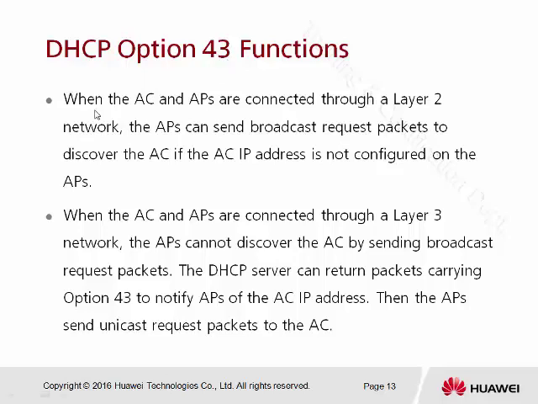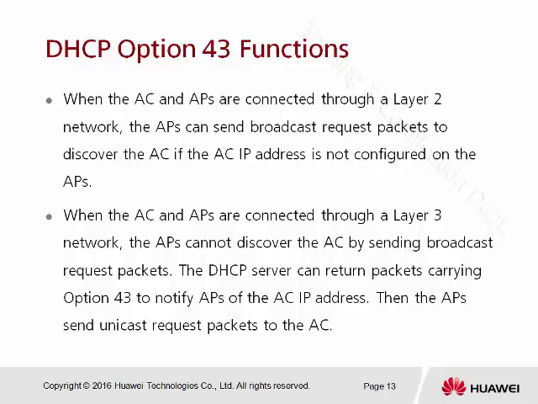255.255.255.255. When the AC and the AP are connected through a layer 2 network, the AP can send a broadcast request to discover the AC if the AC IP address is not configured on the AP. Basically, here they are explaining the case when the AC and the AP belong to the same layer 2 network. There's no need to configure any option 43 at all, because when the AP sends the CAPWAP discovery, it is a broadcast, and all the layer 2 devices belonging to the same segment will receive this broadcast. When the AC receives this broadcast, it does the reply. This is how they form the communication and build the CAPWAP tunnel.